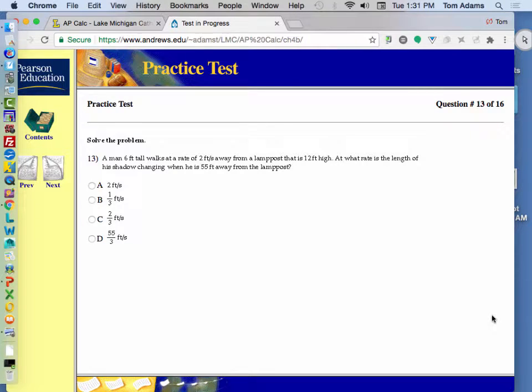All right, so a man 6 feet tall walks at a rate of 2 feet per second away from a lamppost that is 12 feet high. At what rate is the length of his shadow changing when he's 55 feet away from the lamppost?